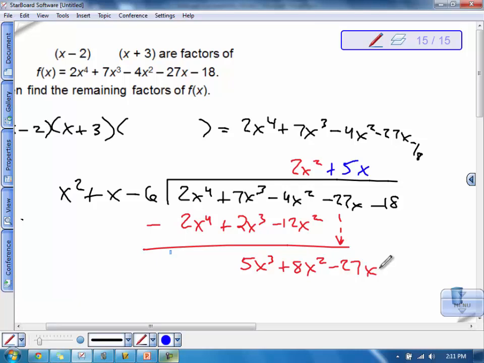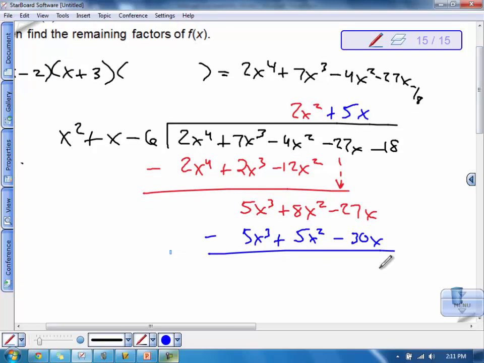5x times x squared gives me 5x to the 3rd, plus 5x times x gives me 5x squared, and then minus 30x. When I subtract, I get 3x squared plus 3x, and then I can bring down the next term, negative 18.